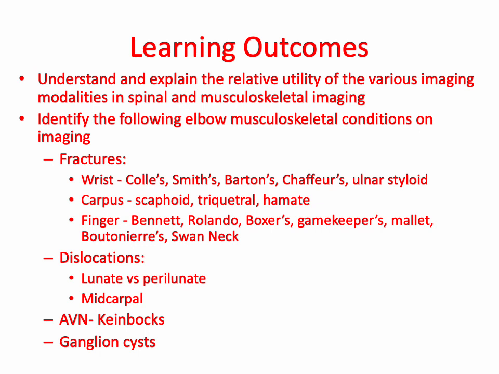So, looking at the learning objectives, today's talk hopes to explain the utility of various imaging modalities in imaging the hand and wrist, and more specifically, looking at the fractures that occur around the hand and wrist and some of the named fractures, the dislocations. We'll have a quick talk on AVN and Kienbock's disease and ganglion cysts as well.